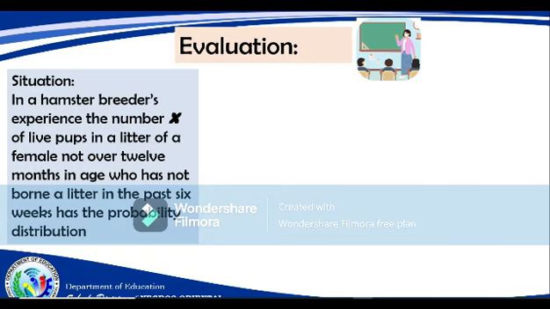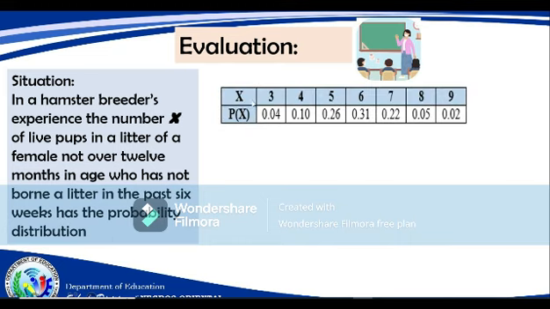In a hamster breeder's experience, the number X of live pups in a litter of a female not over 12 months in age who has not born a litter in the past 6 weeks has the probability distribution. You have here X, the number of live pups: 3, 4, 5, 6, 7, 8, 9. And the corresponding probabilities are 0.04, then 0.10, 0.26, 0.31, 0.22, 0.05, 0.02.